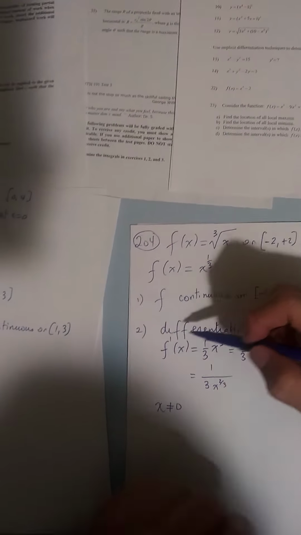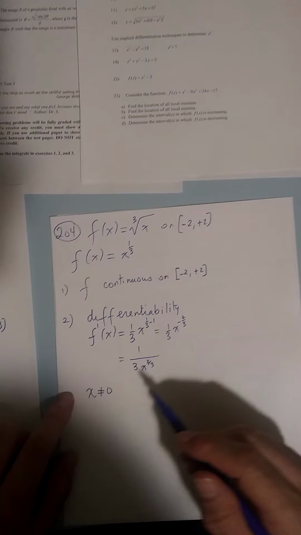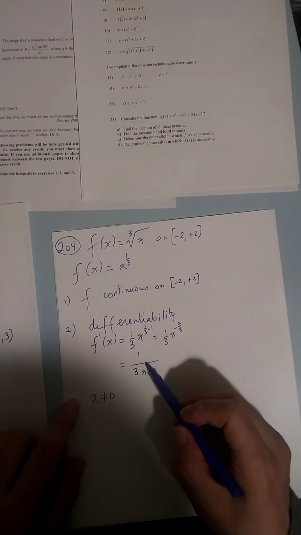The derivative of x to the power 1/3 is f prime of x equals 1/3 times x to the power 1/3 minus 1, which is 1/3 x to the power -2/3. This x to the power -2/3, we're going to write as 1/3 and then bring x to the -2/3 down to the denominator. x cannot be equal to 0.